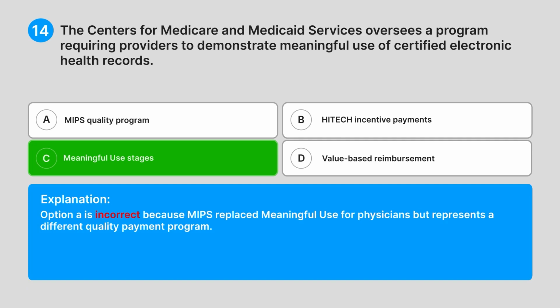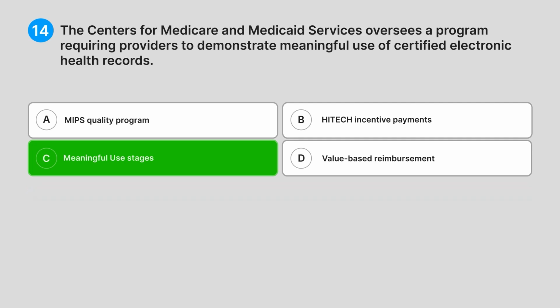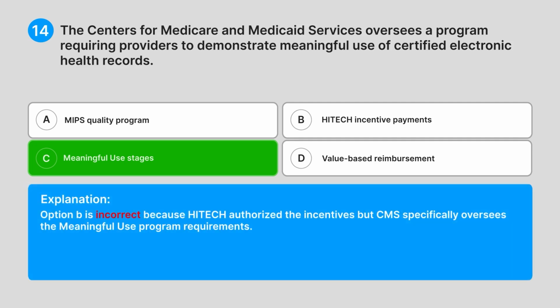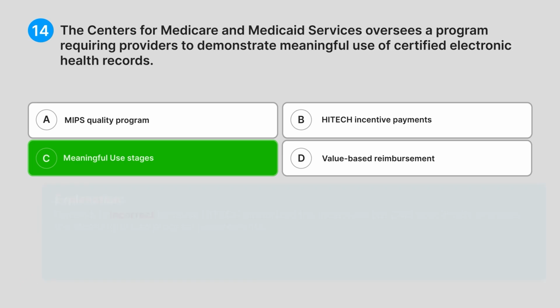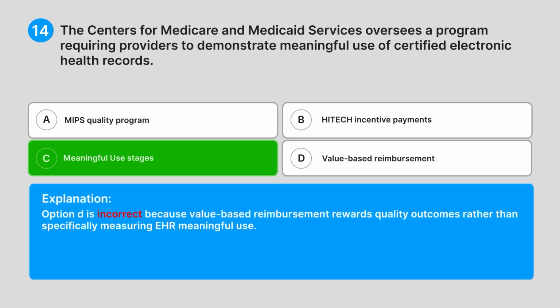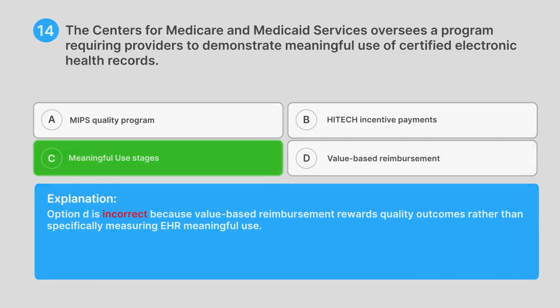Option A is incorrect because MIPS replaced meaningful use for physicians, but represents a different quality payment program. Option B is incorrect because high-tech authorized the incentives, but CMS specifically oversees the meaningful use program requirements. Option D is incorrect because value-based reimbursement rewards quality outcomes rather than specifically measuring EHR meaningful use.